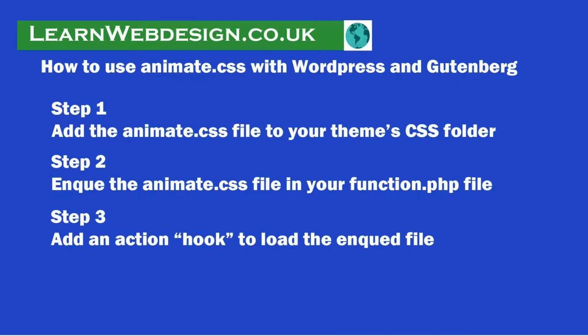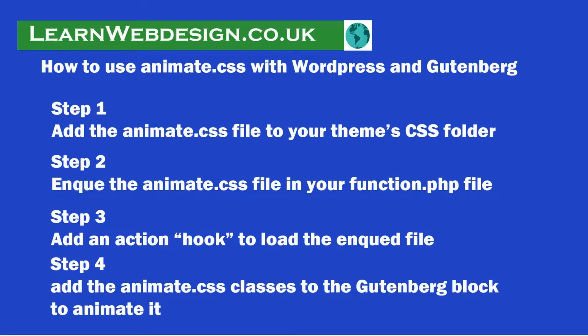Third, you need to create an add action method that loads the enqueued scripts into the head. This may already be there in a pre-built theme. Finally, add the animate.css classes to any Gutenberg block that you want to animate. If this sounds a bit complicated, don't panic. I'll run through it in the next 10 minutes or so.